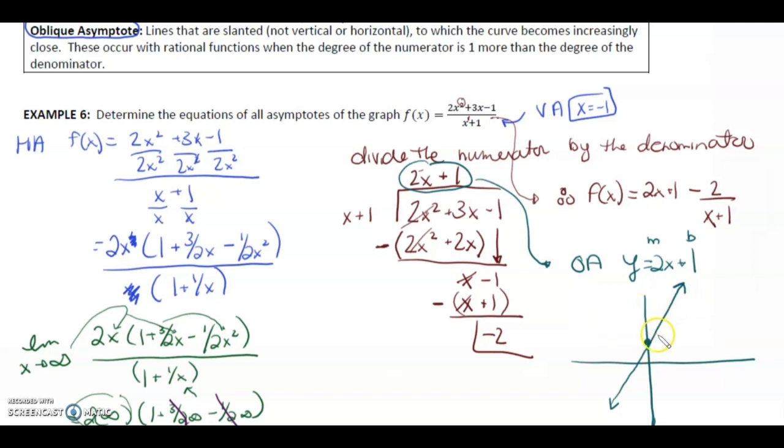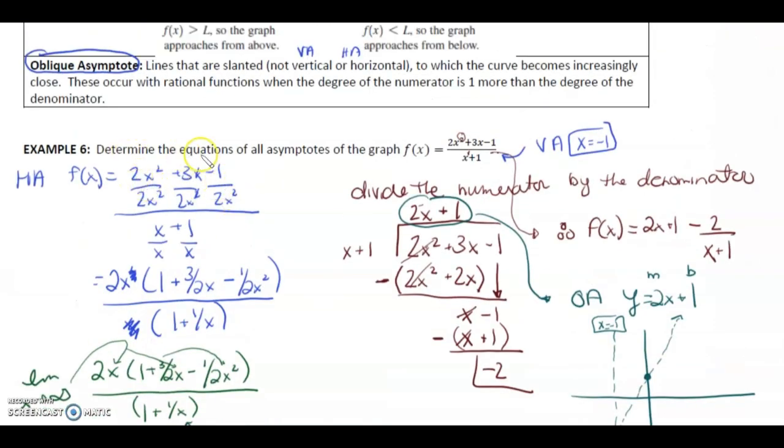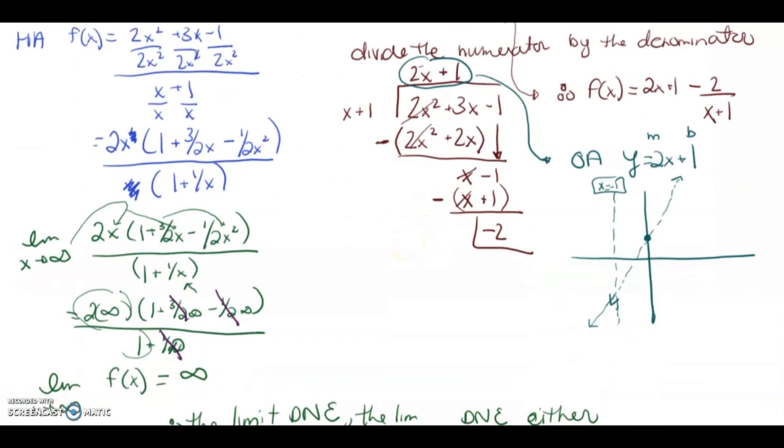Okay, so I'm going to draw this with a dotted line because it's an asymptote. And then I'm going to draw the vertical asymptote of x equals negative 1, and this is y equals 2x plus 1. And those are going to be our two asymptotes. Okay, so going back up to the question, determine the equations of all asymptotes of the graph. Let's just say, therefore, VA equals x equals negative 1, and the oblique asymptote is y equals 2x plus 1. And we say no horizontal asymptote.